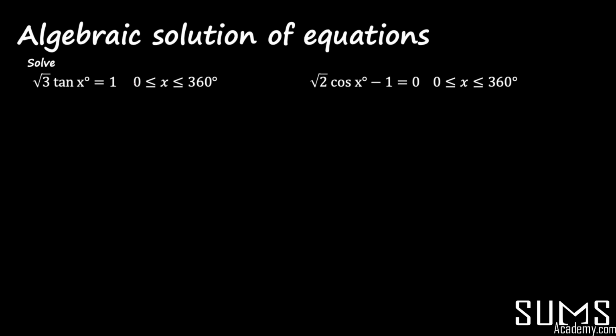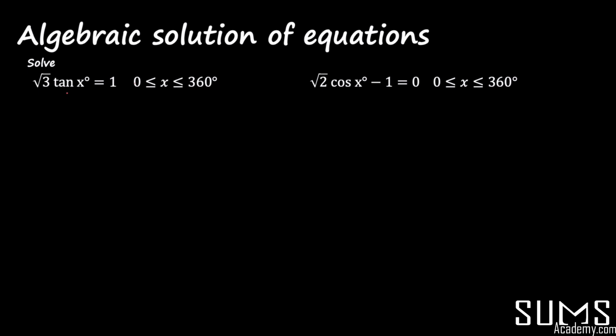So we've looked at solving trig equations graphically. Now we're going to be looking at solving them algebraically. So what does that mean? Just solving them using maths. So this question here is saying root 3 tan x is equal to 1, between 0 and 360. So basically we want to know, when will root 3 tan x be equal to 1, right?